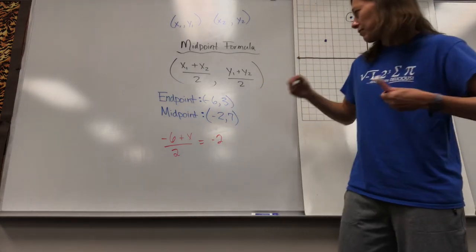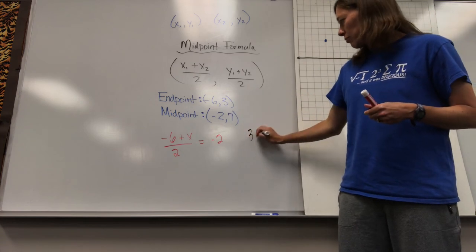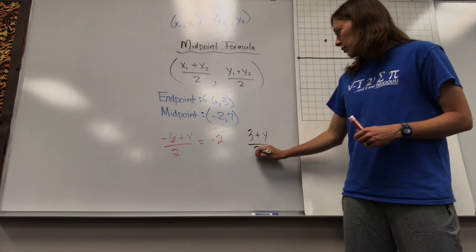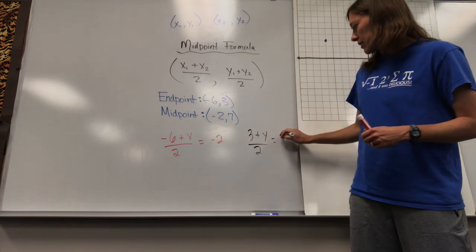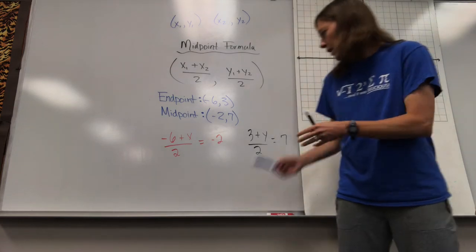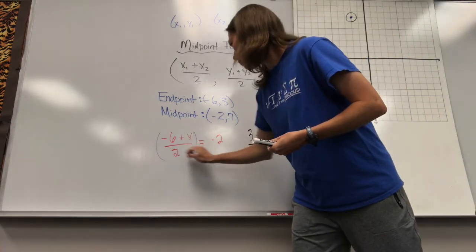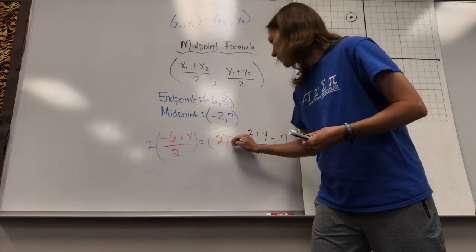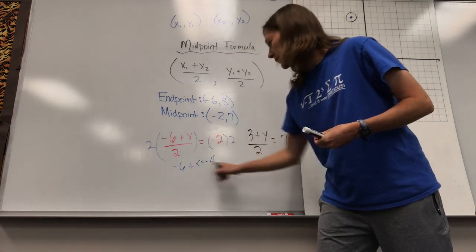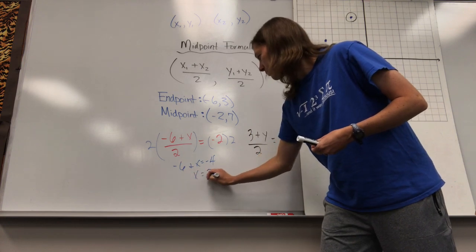Okay, and I'm going to do the same thing with the y. 3 plus something, I'm going to call this one y, divided by 2 is equal to that midpoint, which is 7. Okay, and then I'm just going to solve both of those. So I'm dividing by 2, so I'm going to multiply both sides by 2. So -6 plus x is equal to -4. Add my 6 over, I get x equals 2.